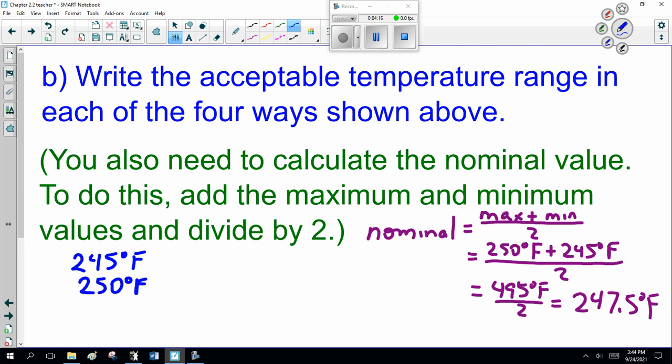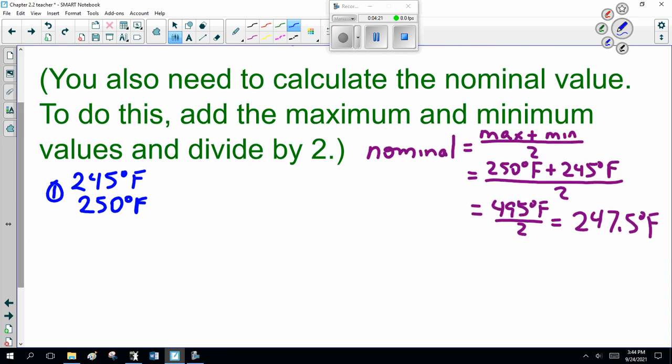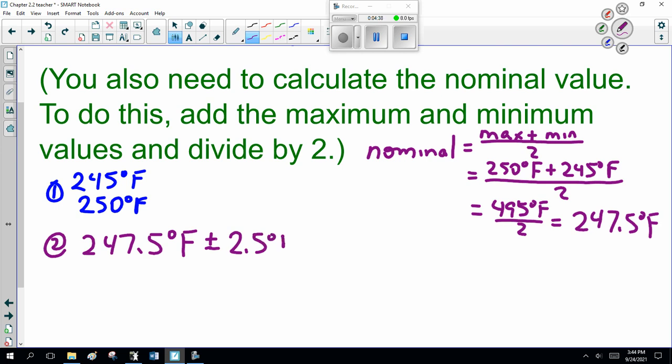The second way is the nominal value, 247.5 degrees Fahrenheit, plus or minus half the tolerance. Well, the tolerance is 5. Half of 5 is 2.5 degrees Fahrenheit. Okay, that's a different way to write it out. All right. 247.5 halfway, plus or minus half the tolerance.